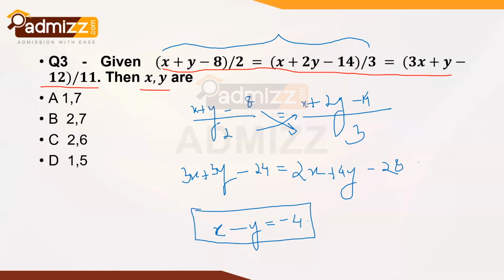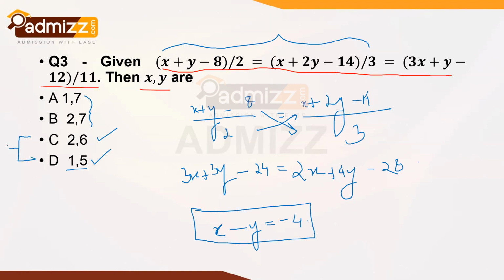So you've got a particular condition, right? From this particular condition only, you guys can check which of these options satisfy this. So one, if you put x equals 1 and y equals 7, that does not satisfy because that is minus 6. 2 and 7 gives minus 5 in this, so this is not true. 2 and 6 gives minus 4. This can be the answer, right? But 1 and 5 also gives this answer. So 1 and 5 can be the solution as well.